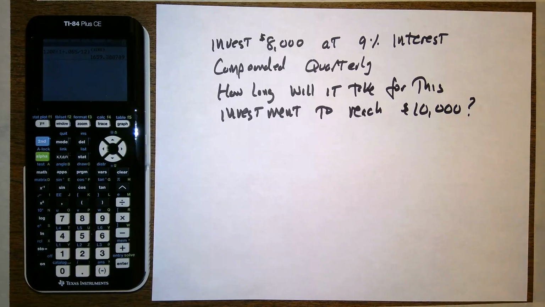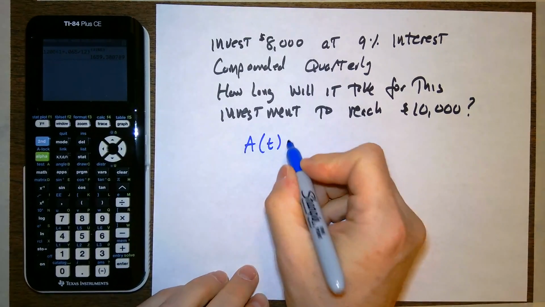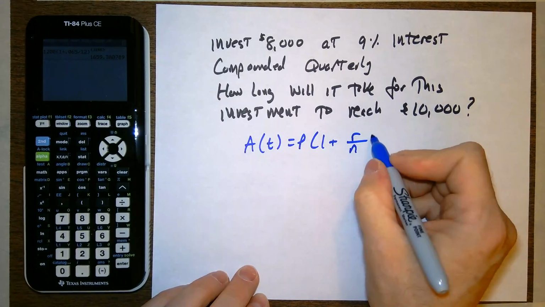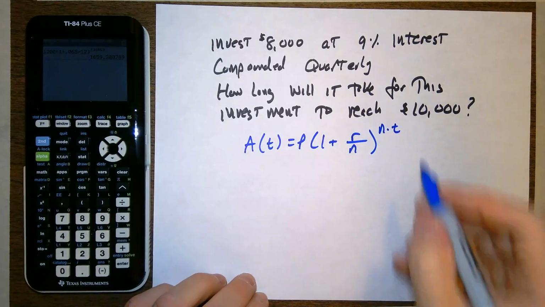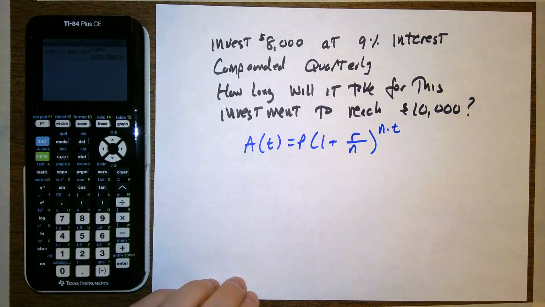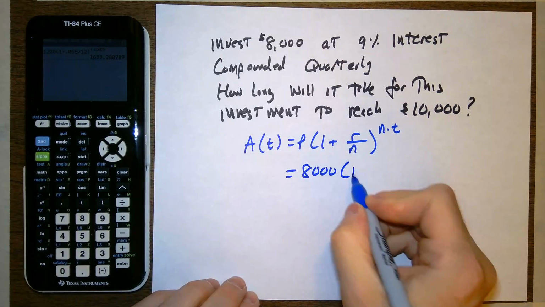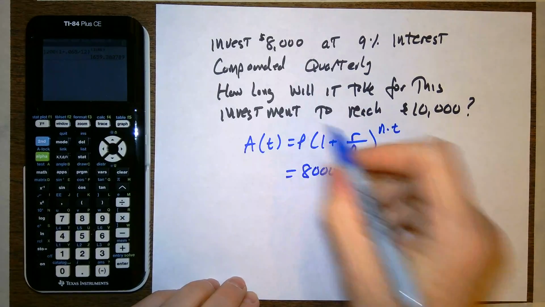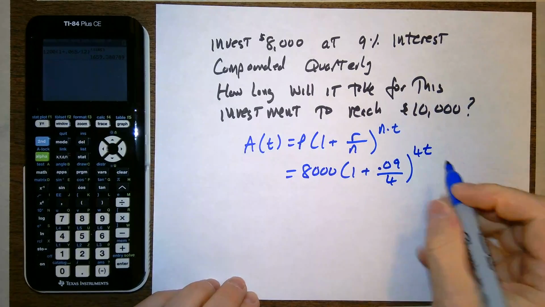I'm going to start by writing down the formula. Amount as a function of time is the principal times 1 plus the rate over the number of compoundings, to the power of the number of compoundings times time. That's the whole thing in the exponent there. My principal is the $8,000. 1 plus my rate is 0.09. The number of compoundings quarterly means 4, to the power of 4t.